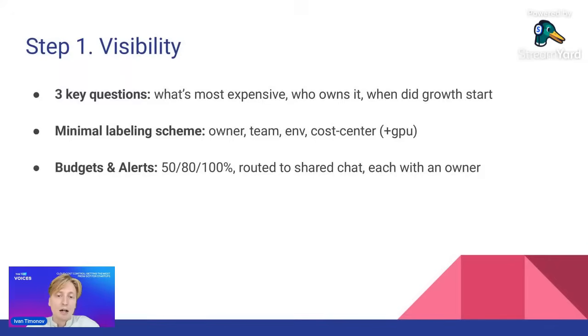And third, set up budgets and alerts as early warning signals. Thresholds at 50, 80, or 100% are enough, but routing matters also. Alerts should go not only to email, but also to a shared chat where people will actually see them. Each budget or resource must have an owner, the person who either reduces this spend or consciously approves it.